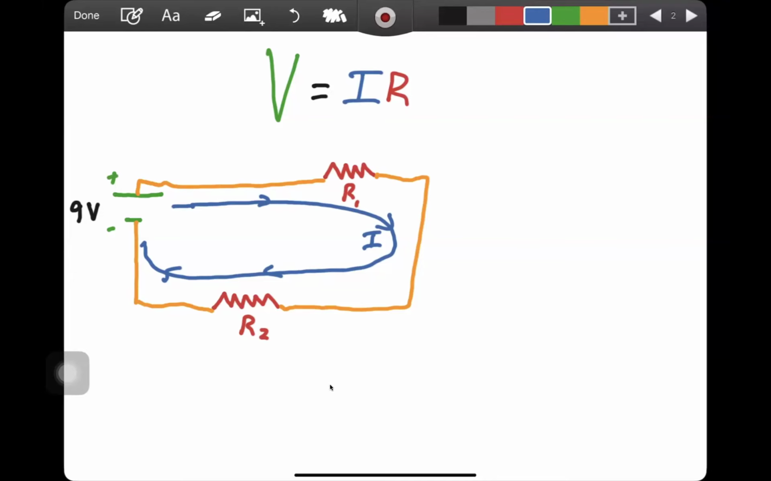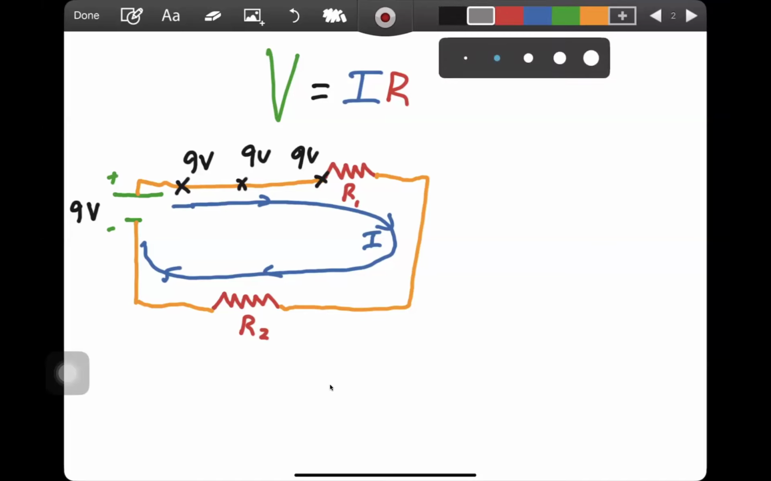So for example, right here is still going to be 9 volts. Right here is still going to be 9 volts. And right here is still going to be 9 volts. However, once the charge starts to encounter resistance from resistor 1, there's going to be our first voltage drop. I'm going to say that V1 is equal to the current I, and the I is the same through the entire circuit, so the same through both resistors, multiplied by whatever resistance R1 is, okay?